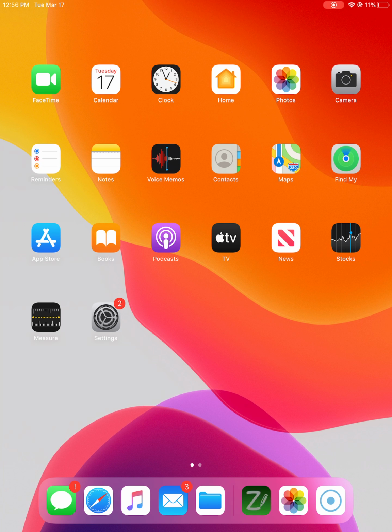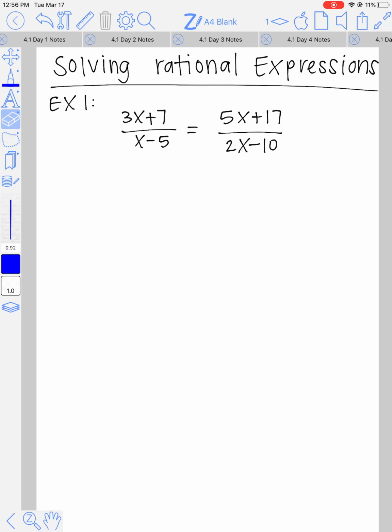All right, let's get started. So today I'm just going to be filming a video on solving rational expressions. So this is the last lesson of this unit. So we've already covered adding and subtracting rational expressions and multiplying and dividing rational expressions. Now we're going to shift our focus to solving rational expressions.